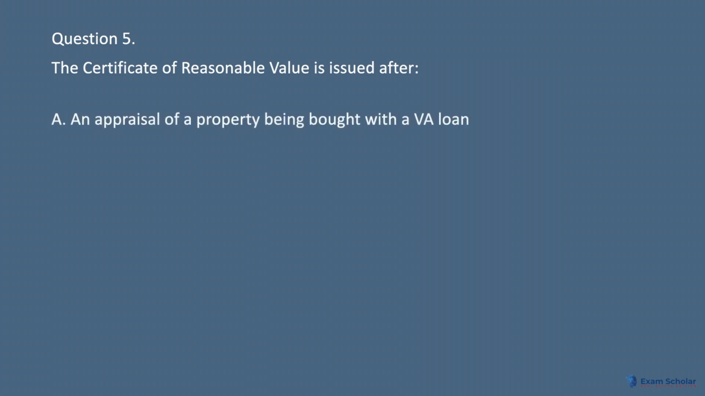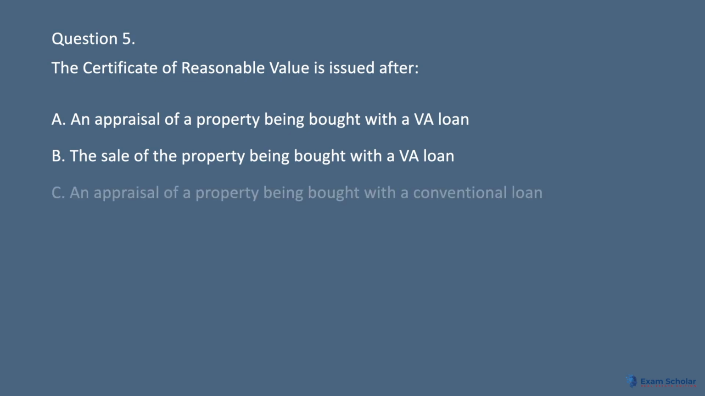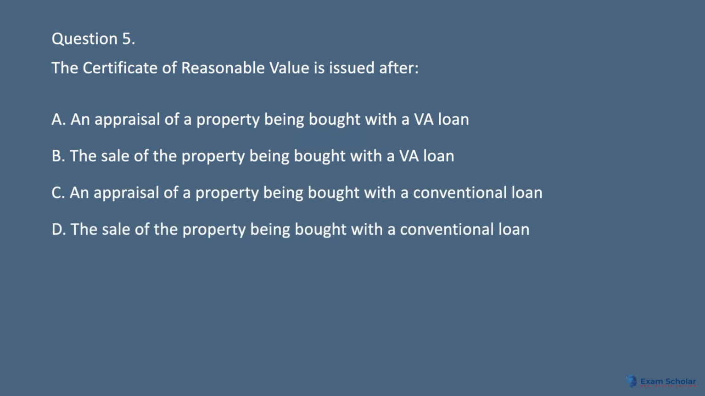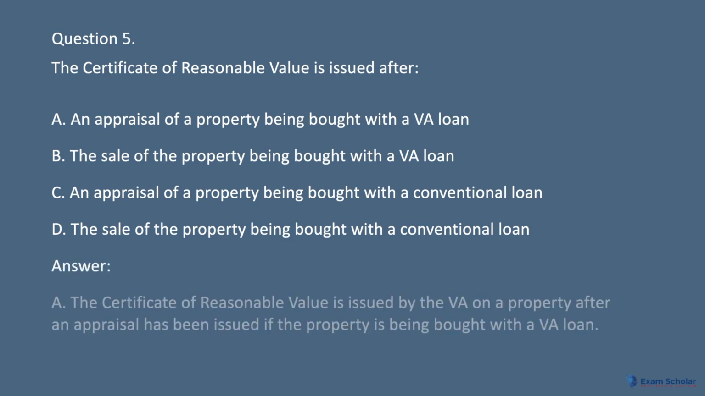Question 5. The certificate of reasonable value is issued after A. An appraisal of a property being bought with a VA loan. B. The sale of the property being bought with a VA loan. C. An appraisal of a property being bought with a conventional loan. D. The sale of the property being bought with a conventional loan. Answer. A. The certificate of reasonable value is issued by the VA on a property after an appraisal has been issued if the property is being bought with a VA loan.